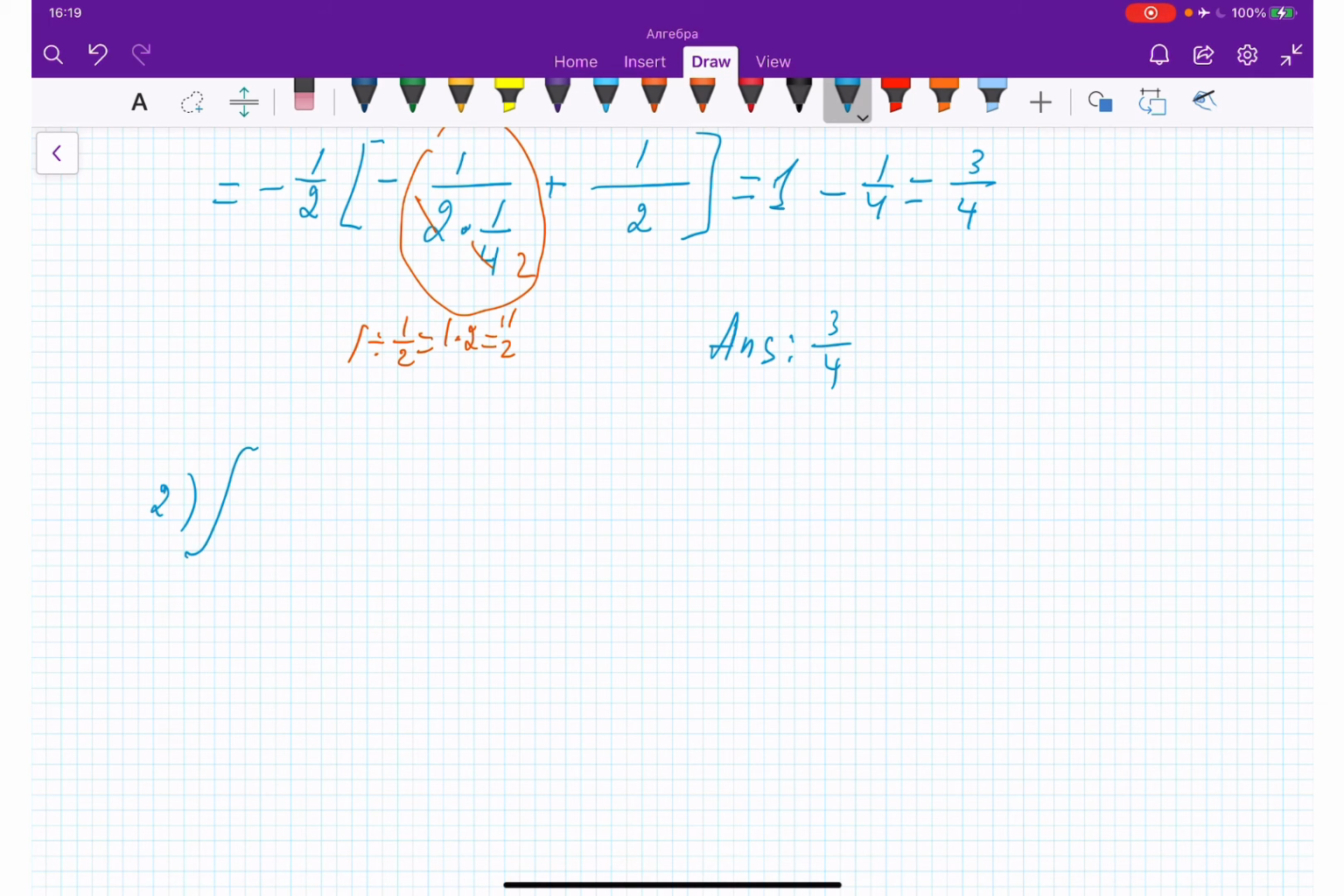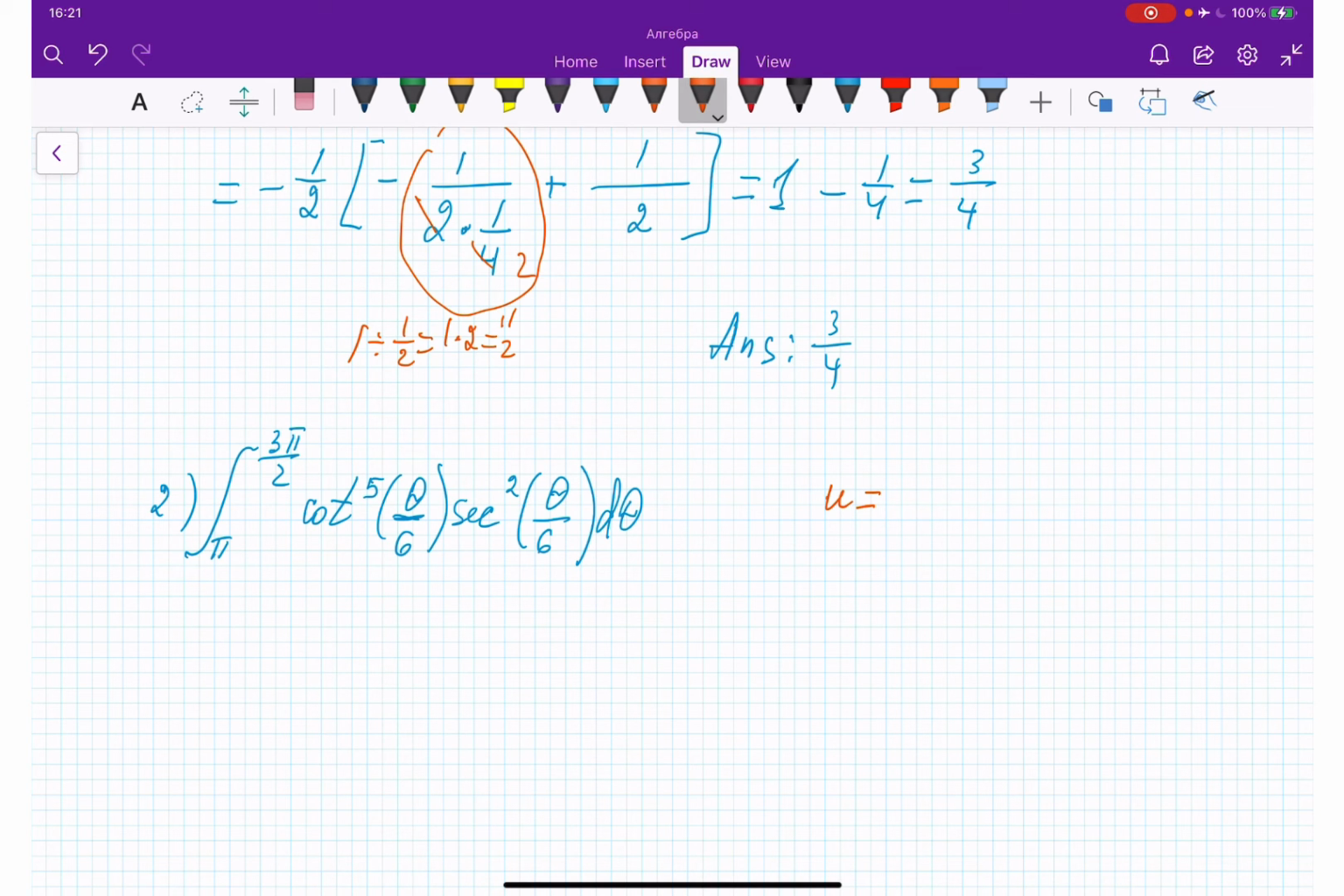So integral from pi to 3 pi over 2 of cotangent to power 5 of theta over 6, secant square theta over 6, d theta.